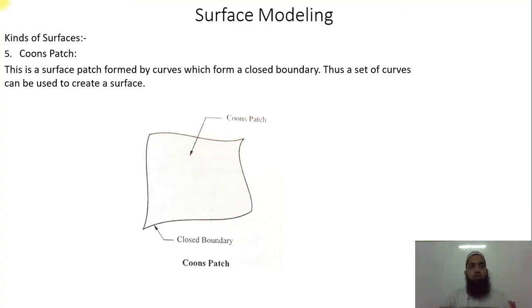Next is called the Coon patch. In the Coon patch, this is a surface patch formed by the curves which form a closed boundary. We are having such curves; everywhere we are using a curve profile. Here we have a curve profile, here also, here also, and here also. These are all curve profiles. This is a closed boundary. The set of curves can be used to create a surface. In this case, all the curves we use to create a surface. So this is called the Coon patch.